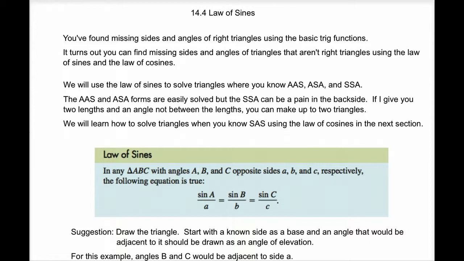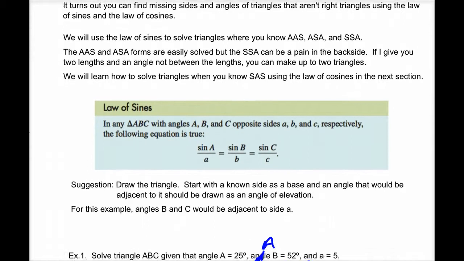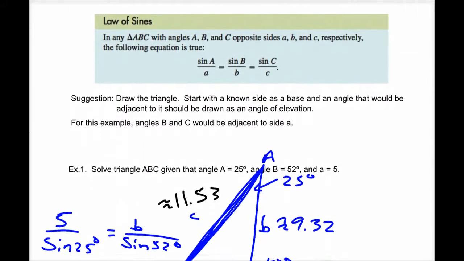I've got the formula right here for the law of sines. Sine of A over A equals sine of B over B equals sine of C over C. And you can just do 2 at a time. So if I was going to put A and B together, it would look like that: sine of A over A equals sine of B over B.